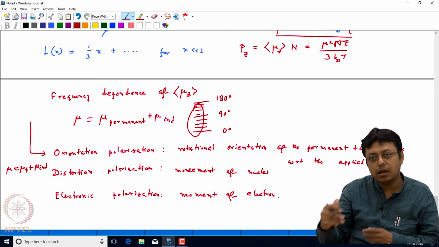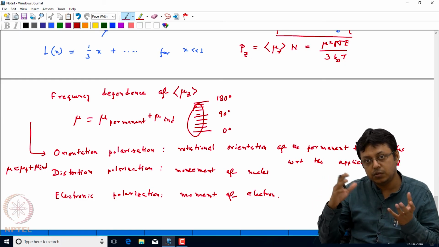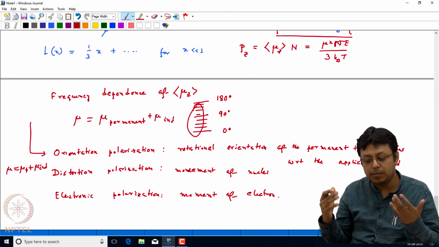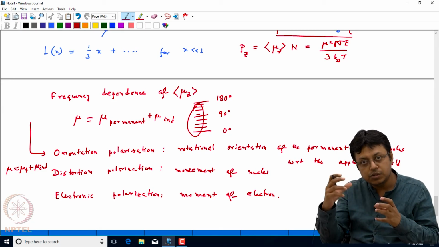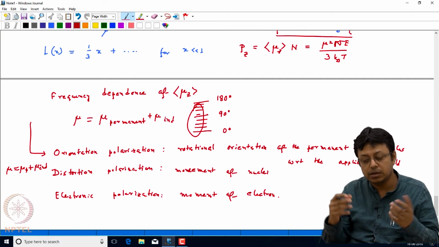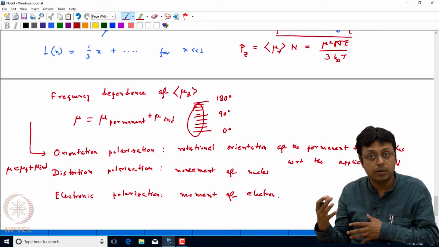So, if my oscillating field is a DC field or is doing a slow motion, much slower than the orientation dipole, then I will see contributions from all the effects, all the motions. It will have an orientation polarization, the bonds will be stretched or compressed from the equilibrium position. So, that will give me the distortion polarization component, as well as there will be an electronic polarization.